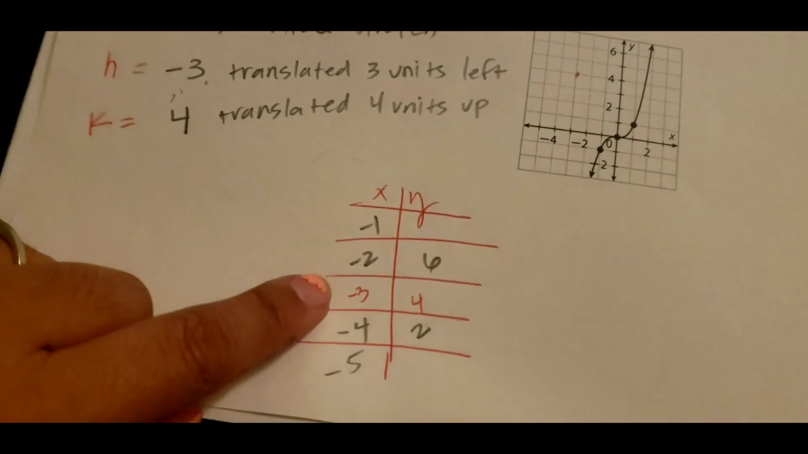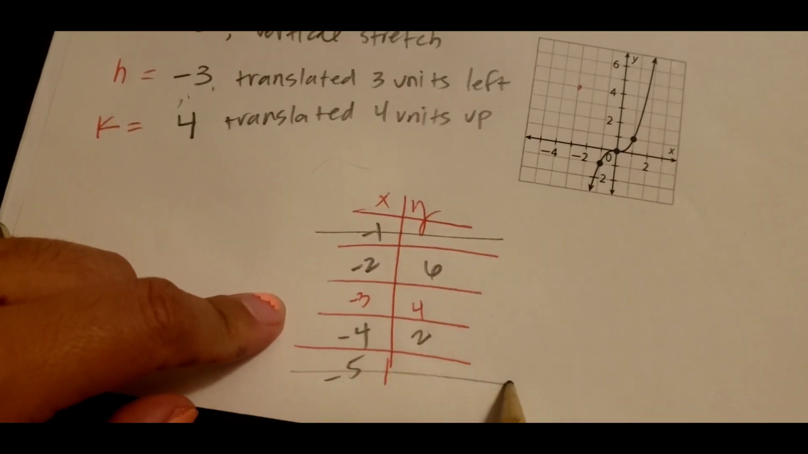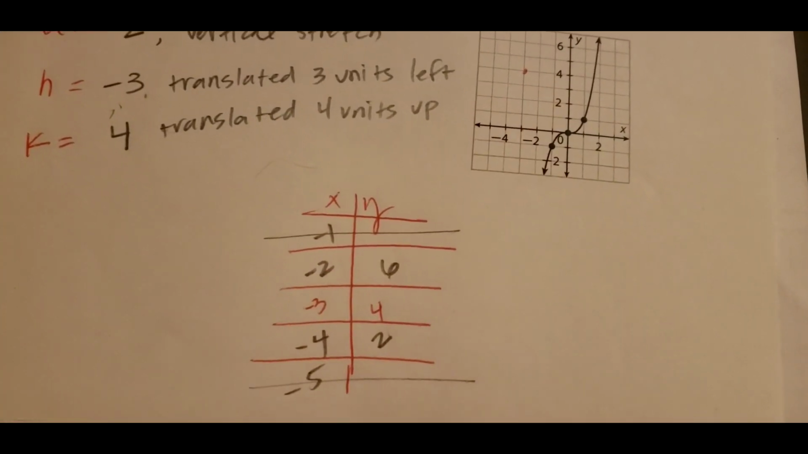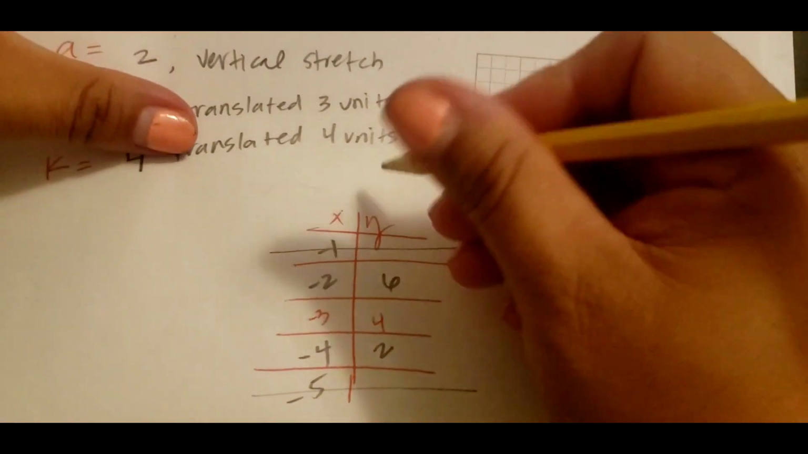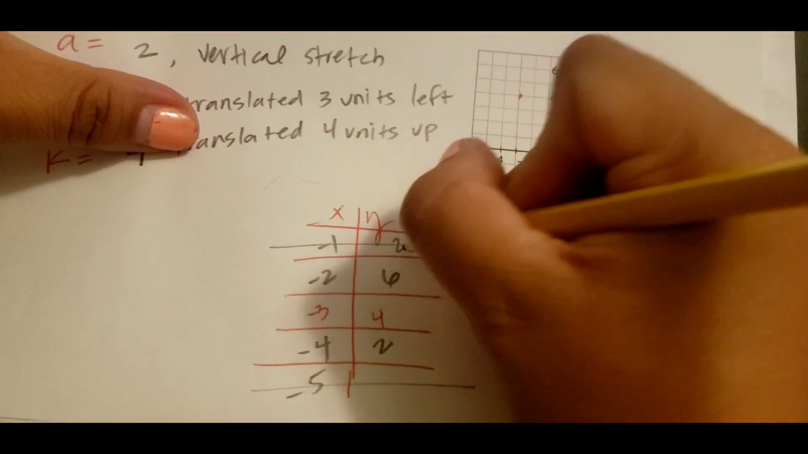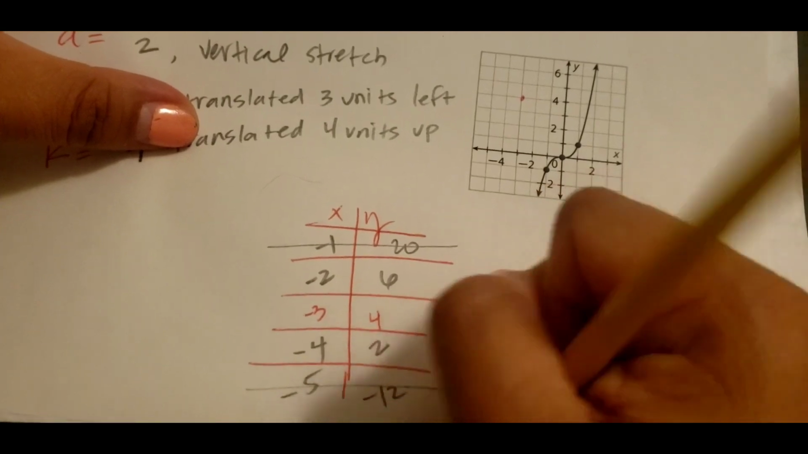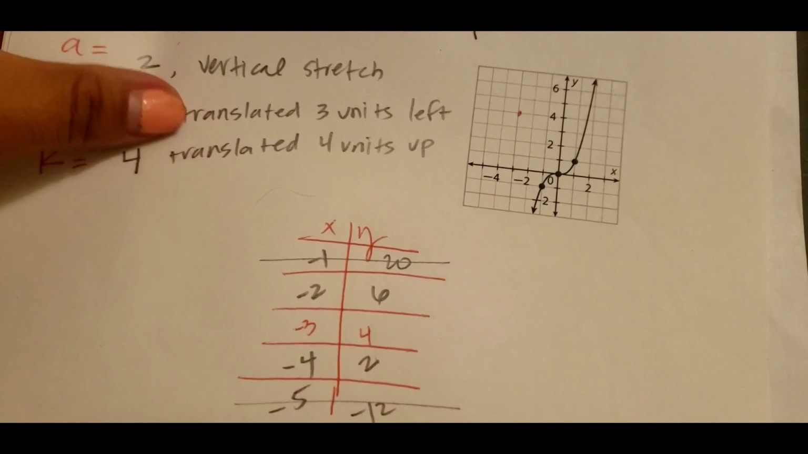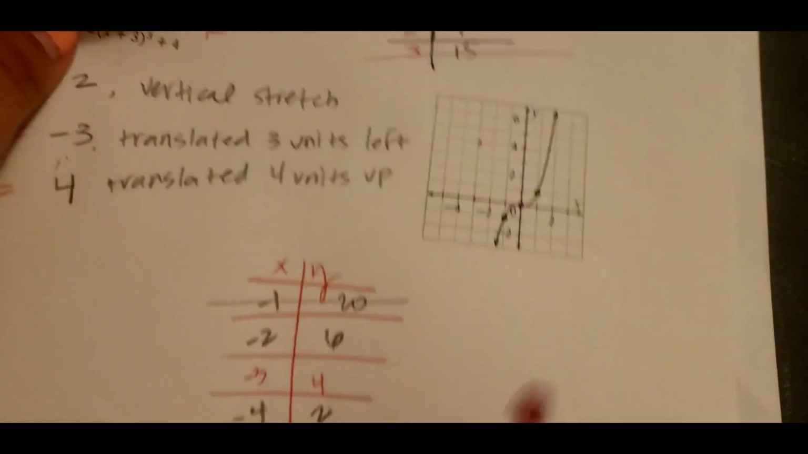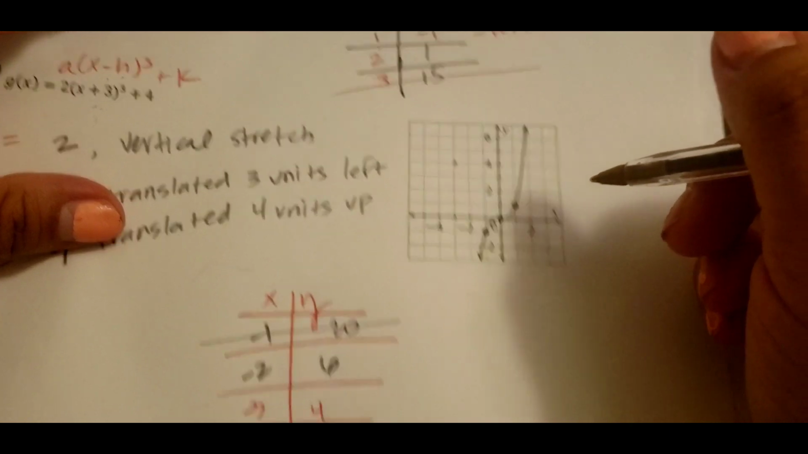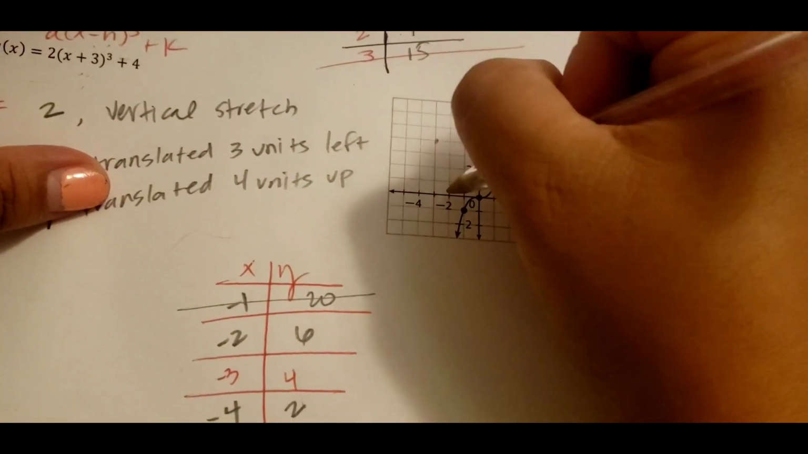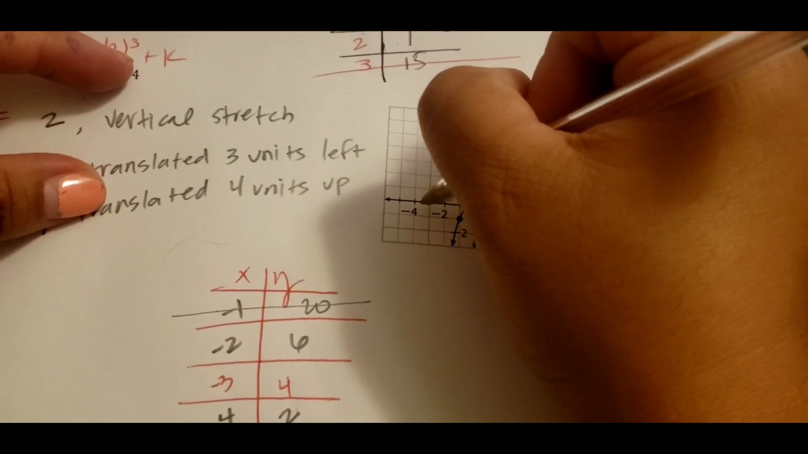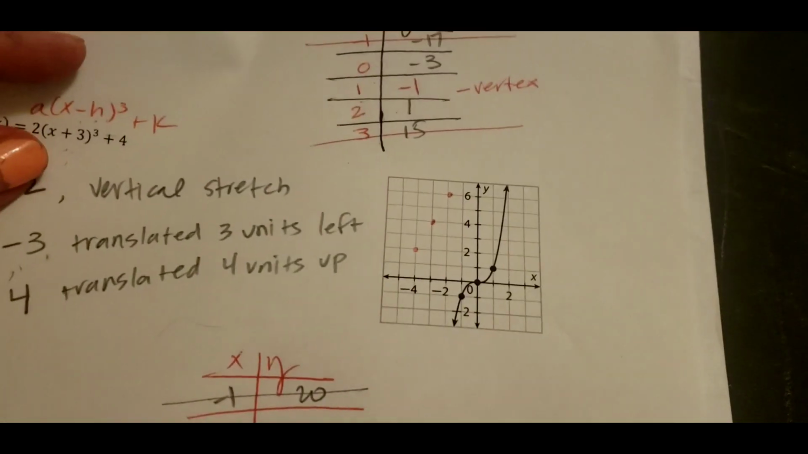And these values here are way too big to plot. Again, just use your calculator, but -1 will give you 20 and -5 will give you -12. So obviously it's way too big for my graph. So I already know I'm just going to plot these. My 3 points that I'm plotting are -2, 6, and -4, 2. Okay, so this is what it looks like.